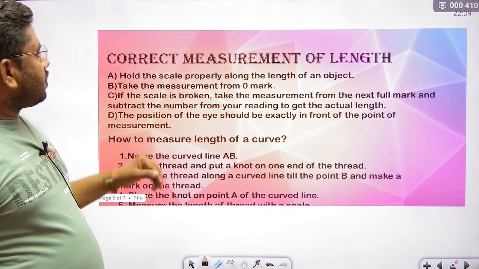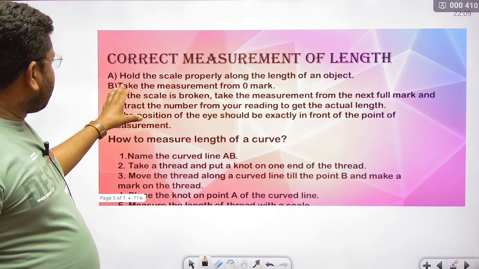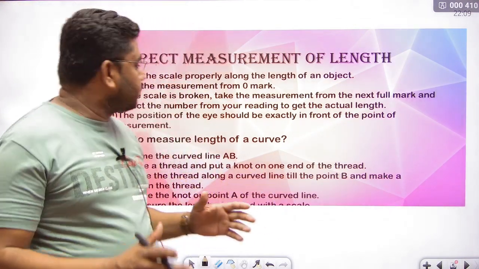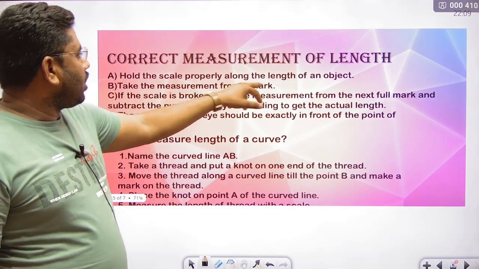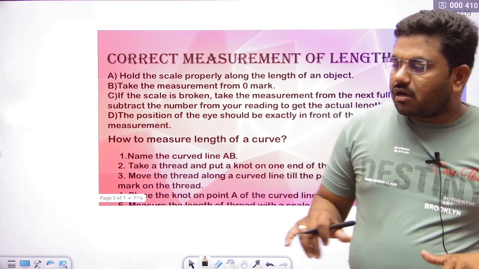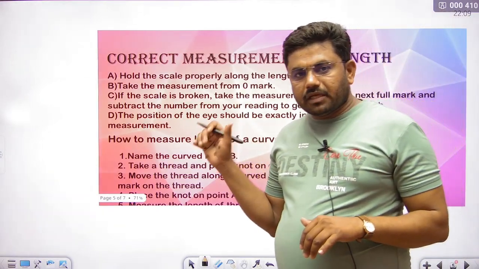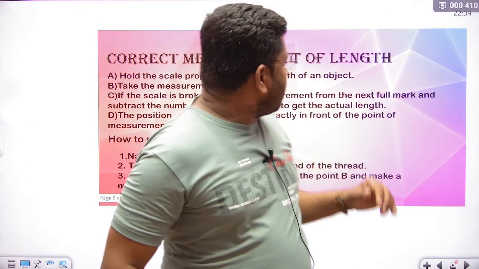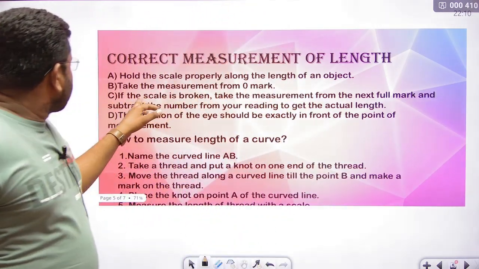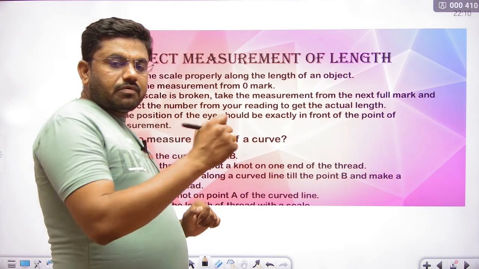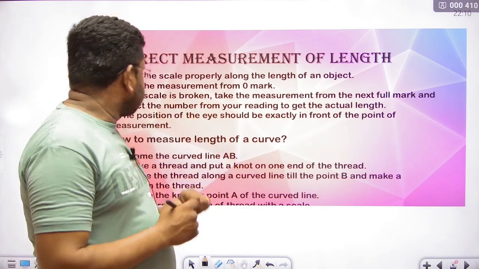If you want to take the correct measurement of the length of anything, what should you use? Hold the scale properly along the length of the object. By using that scale we can measure the distance. Next, take the measurement from the 0 mark. We have to start from the 0 mark.